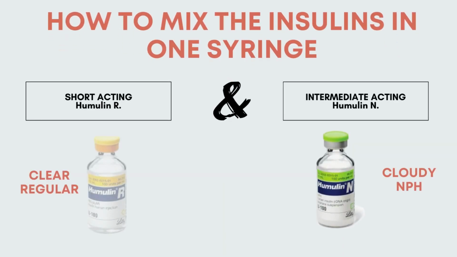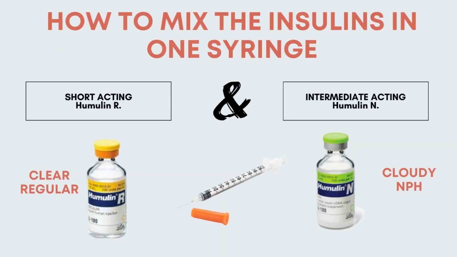So we would usually mix your short acting, like I mentioned, which is your clear, also known as your regular, and your NPH, also known as your intermediate acting, which is cloudy. We can put this in one syringe.